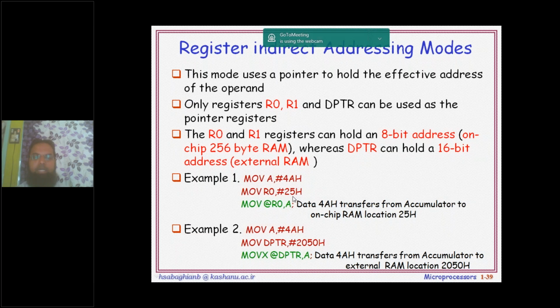The content of the accumulator is being transferred over to the location indicated by the register R0. What is there in R0? 25H. It means the content of the accumulator, which is 4A, is being transferred to the location 25H, and this 25H location is pointed to by the R0 register. Similarly, the content of the accumulator is being transferred over to the location which is pointed to by the DPTR register. Indirect addressing mode is indicated with the @ symbol. A data value is indicated with the hash symbol.